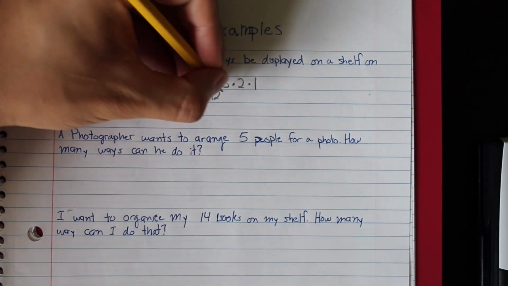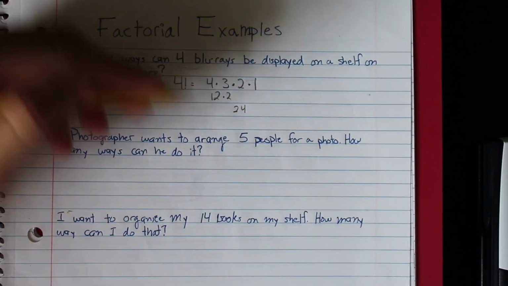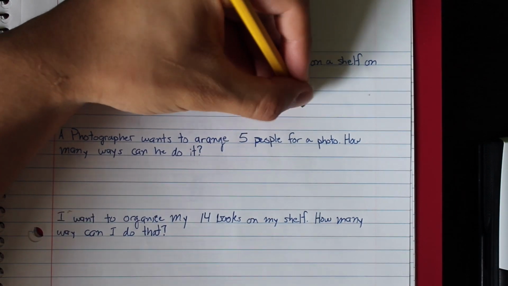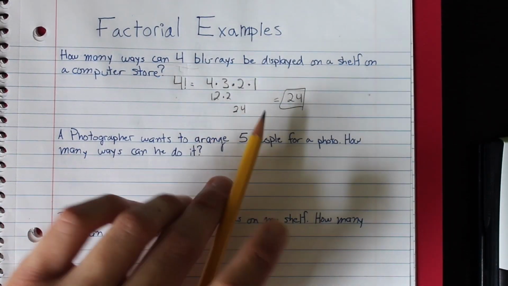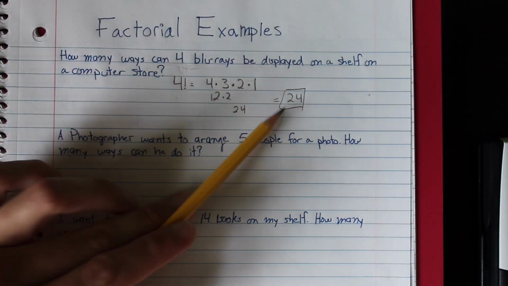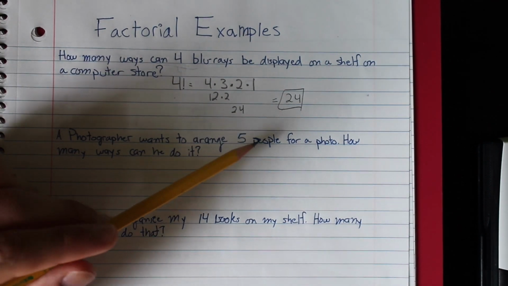So 4 times 3, that's 12, times 2, that should be 24. 24 times 1 is the same thing, it's 24. So that means there are 24 different ways that we can position those 4 Blu-rays on the shelf in that order. So there's 24. So this next question asks, a photographer wants to arrange 5 people for a photo.